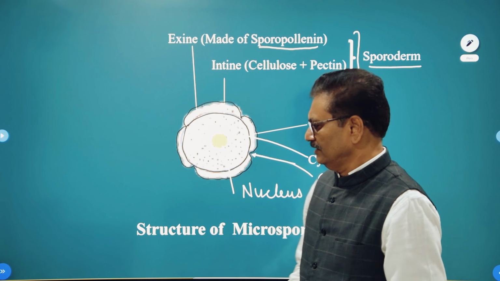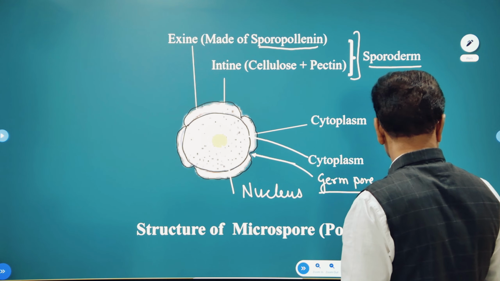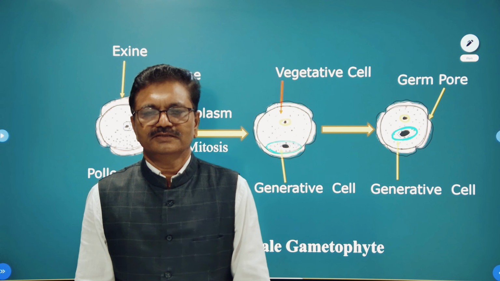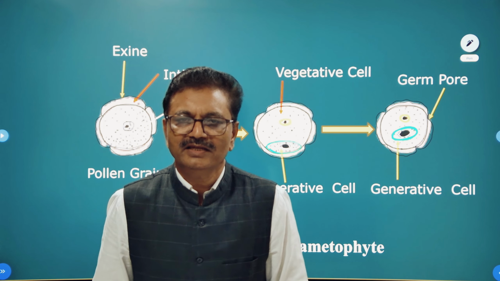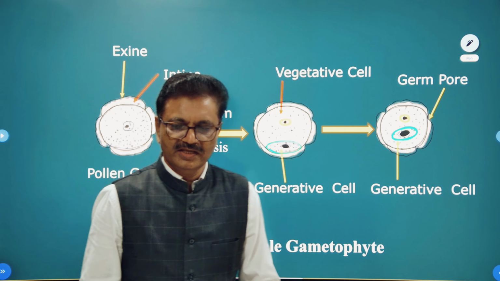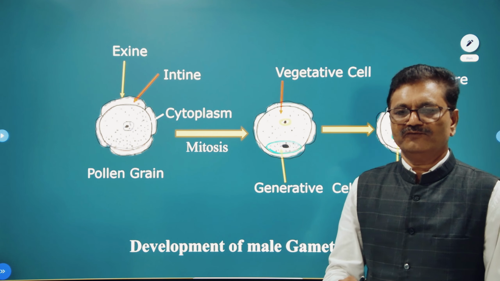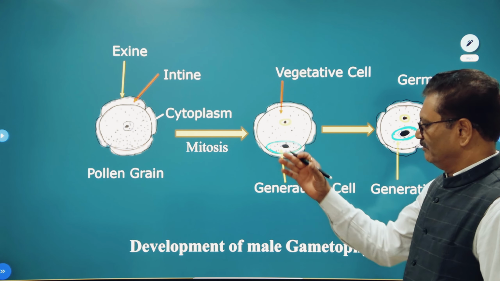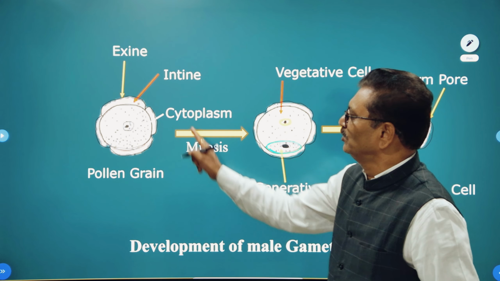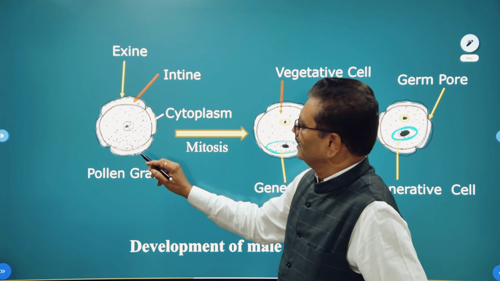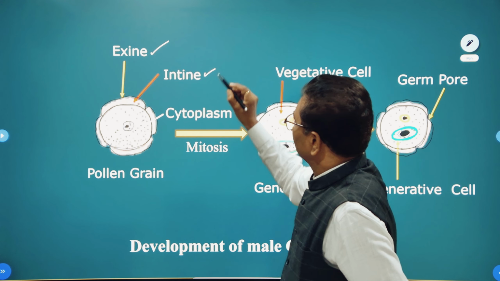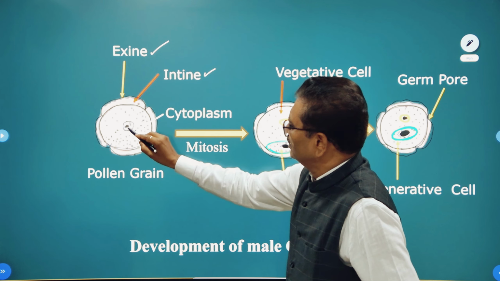Now this pollen grain is the most important structure in angiosperm, because from this pollen grain a male gametophyte is developed. मेल गैमेटोफाइट इससे बनता है, पोलन ग्रेन से. नाउ पोलन ग्रेन इज अ स्टार्टिंग पॉइंट फॉर डेवलपमेंट ऑफ मेल गैमेटोफाइट. मेल गैमेटोफाइट फॉर्म करने के लिए शुरुआत पोलन ग्रेन से होती है. सो दिस इज द पोलन ग्रेन. जैसे हम लोगों ने देखा, आउटर वॉल इज एक्साइन, इनर वॉल इज इंटाइन, ये साइटोप्लाज्म है. दिस इज द न्यूक्लियस ऑफ पोलन ग्रेन.